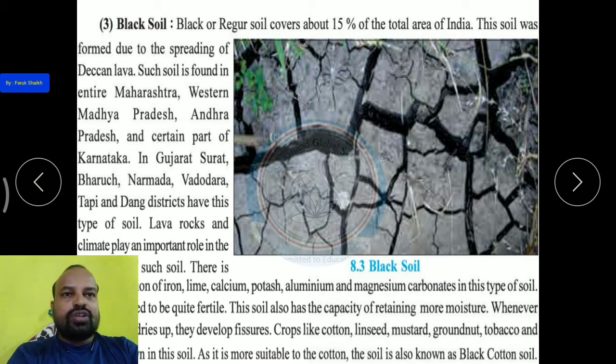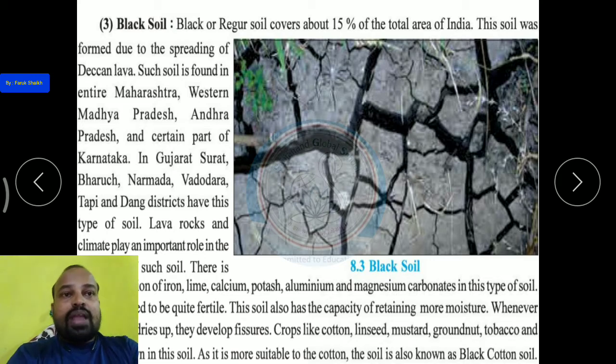Let us take the black soil. The black soil is also called regur soil. A question can be asked in the exam: what is another name of the black soil? There are also other names of the black soil, because of the types of crops that can be grown and cultivated in abundant quantity.